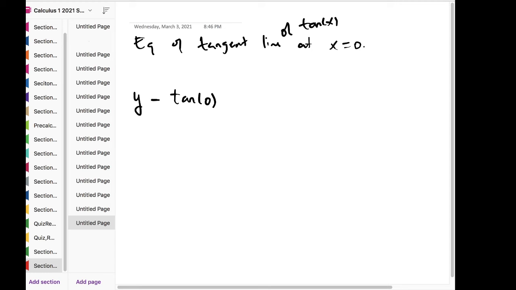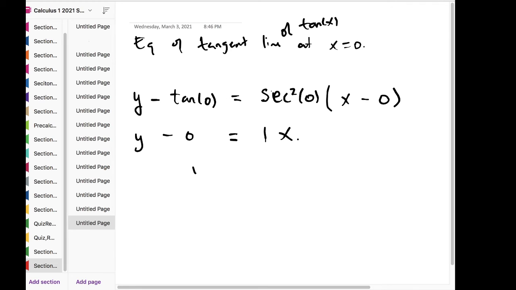Right? And then what's the derivative? Or I said it already. The slope of the tangent line is the derivative at 0. So what is secant squared of 0? Right, 1. And then x minus 0. So I think it's an interesting fact that the tangent line of tangent at 0 is just y equals x. So it's just like a diagonal line.